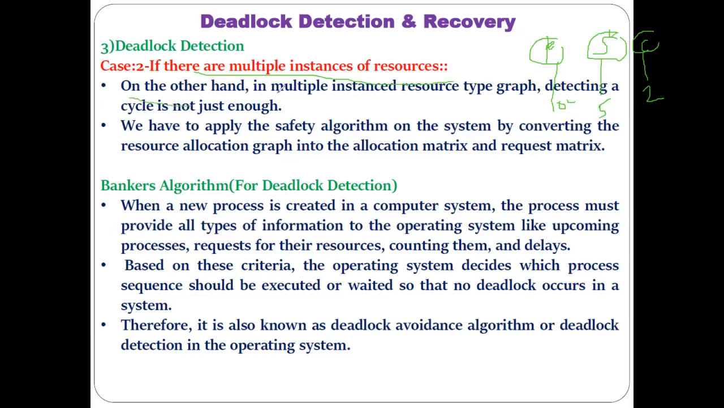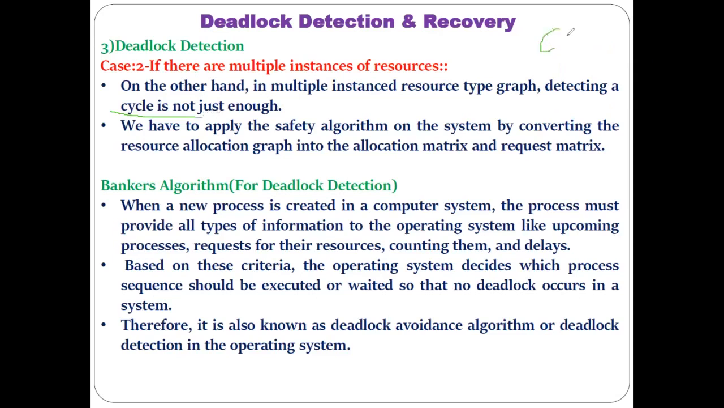Okay. So in this case, in the multiple instance resource type, only the detection of the cycle is not enough for the deadlock detection. Along with the cycle, we also have to confirm other things. And by confirming those other things, only then can we confirm whether deadlock has occurred or not. So what other thing do we have to confirm in case of multiple instances of resource type? As I said, only detection of the cycle is not enough here for the deadlock detection.